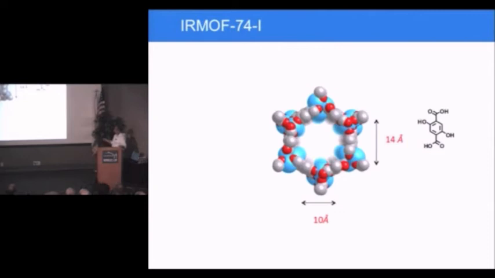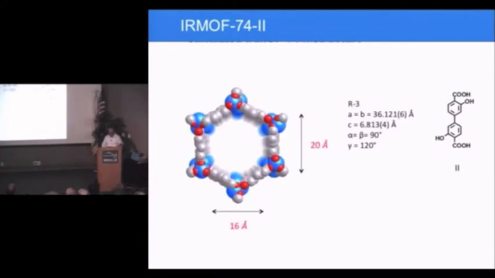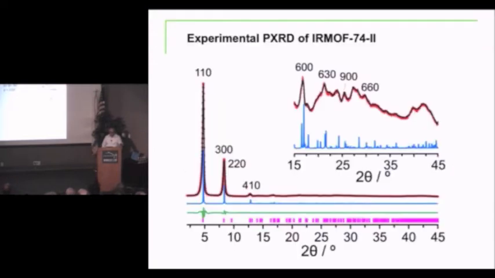So the pore aperture, let's say for the original MOF containing 1 phenylene unit, is 14 by 10, and I'm going to zip through these. With 2 phenylene units, you go to a pore aperture of 20 by 16, and you can see a very nice sharp XRD. These are not single crystal structures. They're based on powder diffraction data. This is the experimental. This is the predicted. And since we're only expanding the pore, we can predict what the XRD looks like.